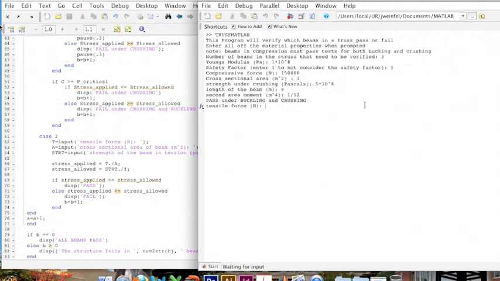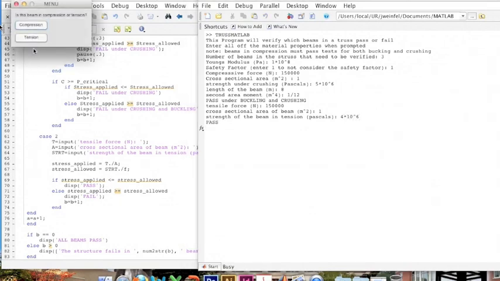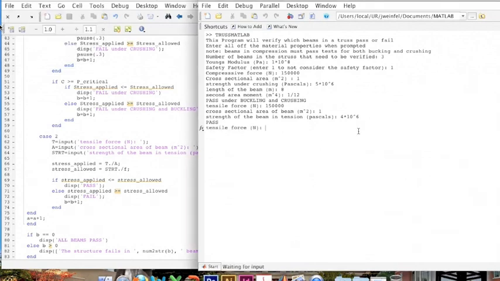For the second beam, we will test tension. The tensile force is 150,000 newtons. The cross-sectional area of the beam is 1 meter squared, and the strength of the beam in tension is 4 times 10 to the 6th pascals. As you can see, it passes.